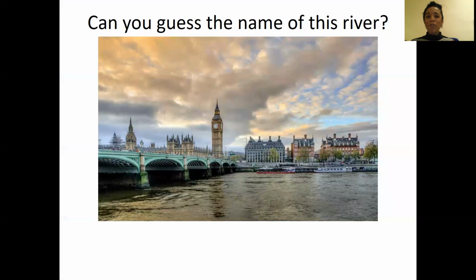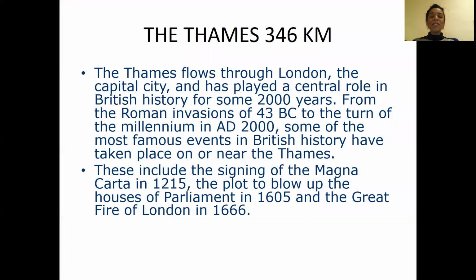I'm going to move on now. Can you guess the name of this river? Call it out. There's lots of clues there in the picture. Yes, I'm sure we all know it's the River Thames. And the River Thames is how long? Let's say the number together after 3. 1, 2, 3. 346 kilometres. So can you write down the Thames 346 kilometres is your first note.